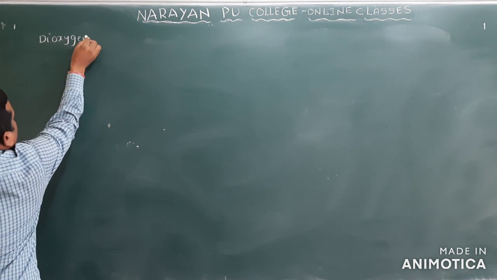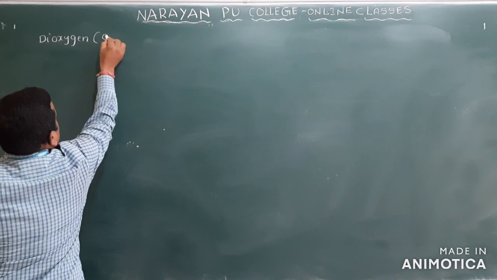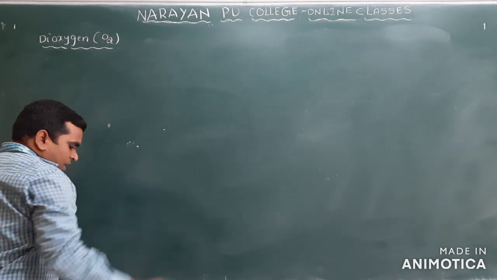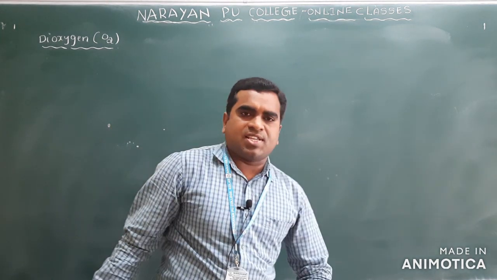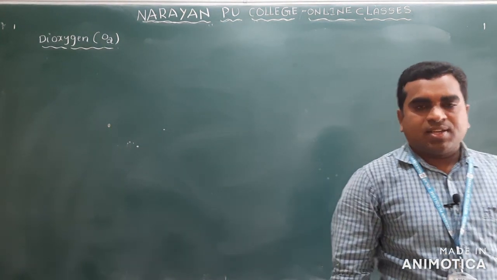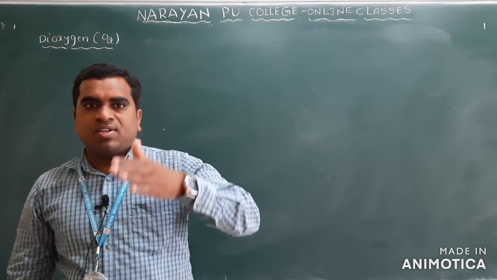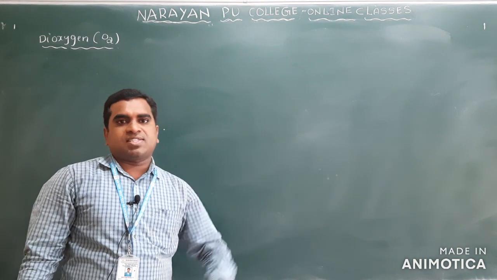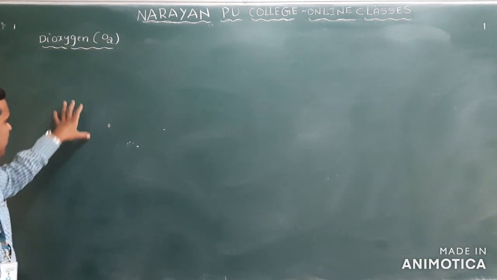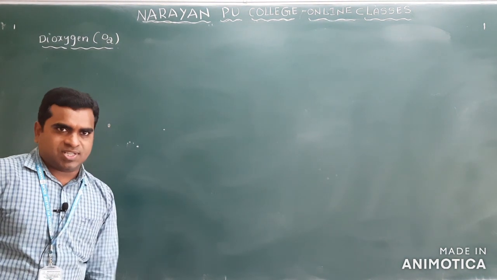Dioxygen. What is the formula of dioxygen here? O2. This is dioxygen. In this class we have to discuss the preparations of dioxygen, physical properties, chemical properties and uses. Clear? Just as we discussed for nitrogen and PCl5, PCl3 in the previous class, in the same way we will discuss preparations, physical properties, chemical properties and uses.